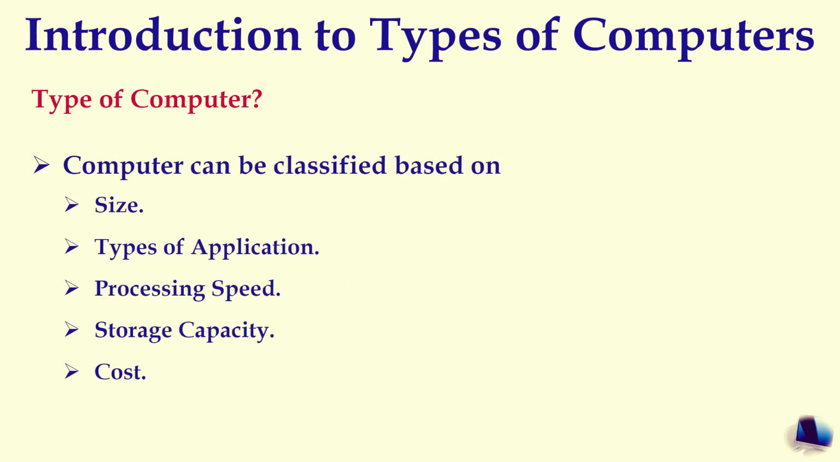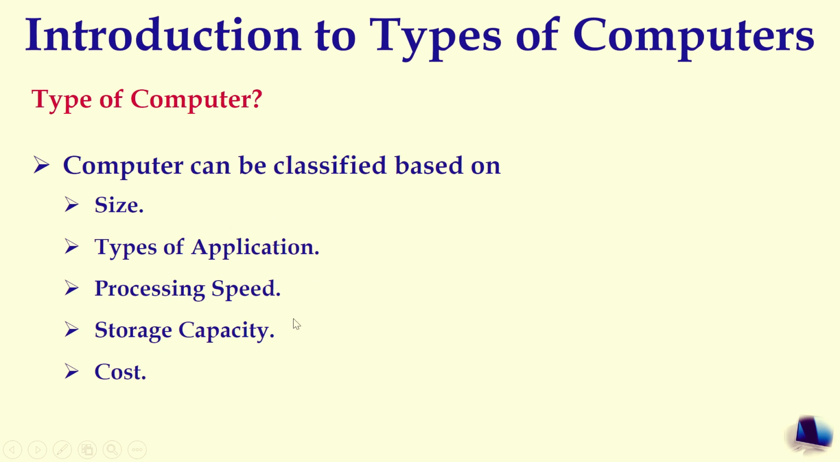How to classify computers? You may ask a question. Based on what are we going to classify computers? Here is the answer. Computers can be classified based on size, type of application, processing speed, storage capacity, and cost.